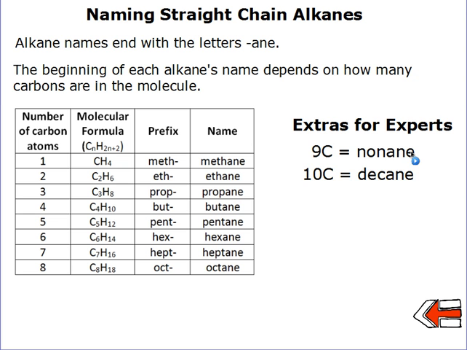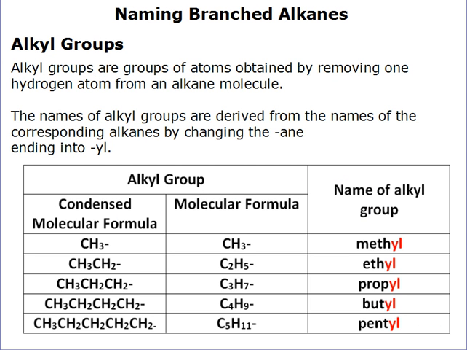10 carbons, decane. 11 carbons in an alkane is undecane, and 12 carbons is dodecane, and so on, and it builds up from there. However, what we want to talk about is being able to name branched alkanes as well as straight chain alkanes. Now, when you have a side chain that contains carbon and hydrogen, these are called alkyl groups. So they have one less hydrogen than their corresponding alkane.